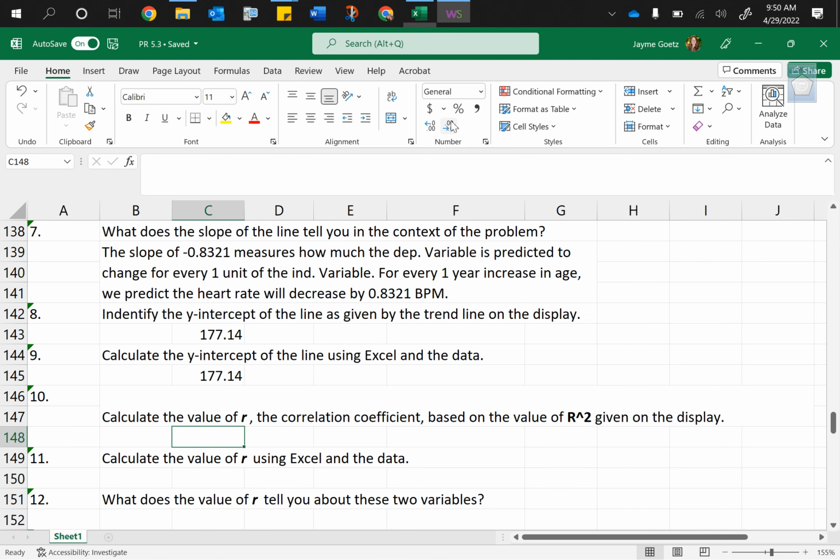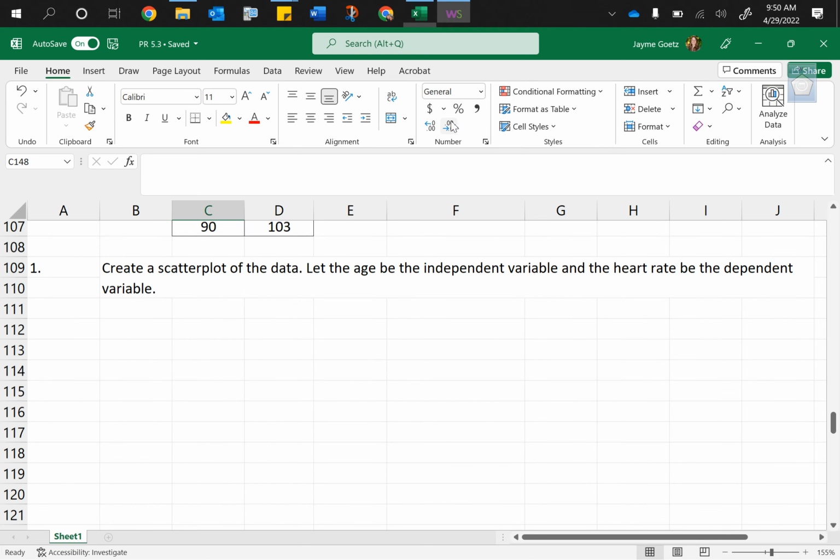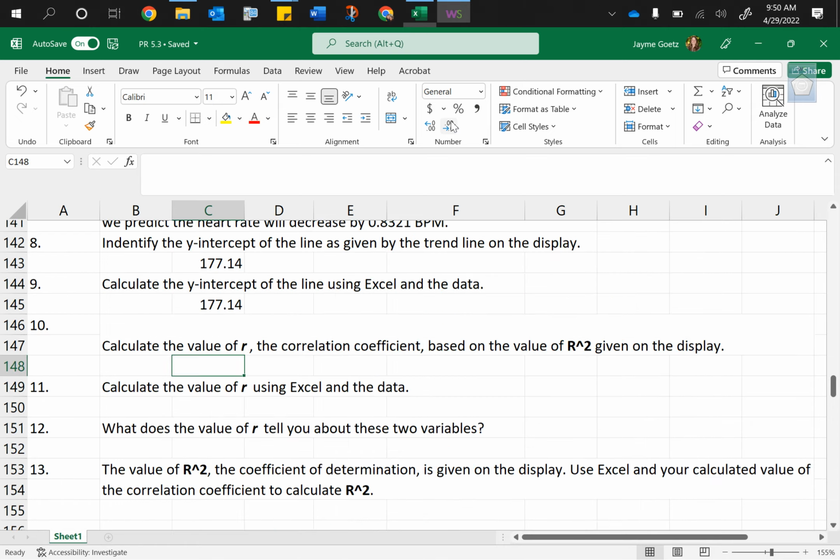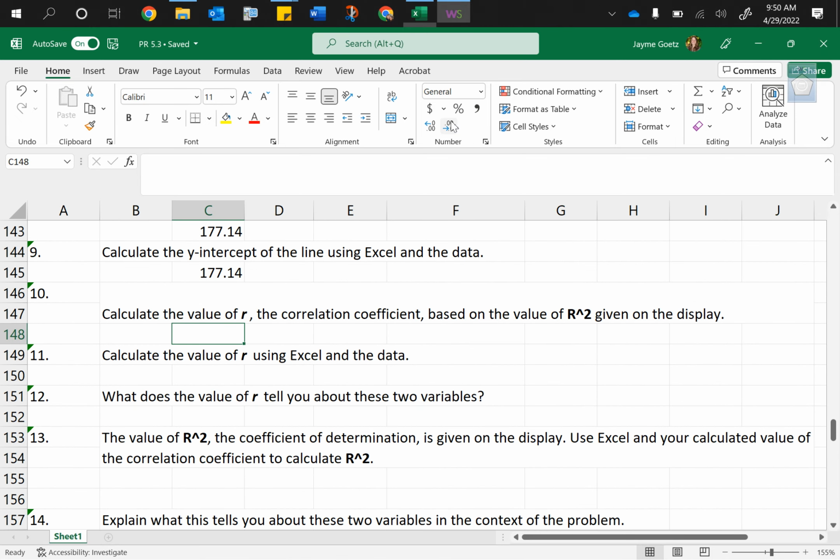Now they want me to calculate the value of r, the correlation coefficient, based on the value of r squared. So they're not saying, hey, type in equals CORREL. They're saying, what is the r squared value that our formula is giving us up on the table? So the value of r squared that they give us up here is 0.994, correct? They want the value of r to come from that. So I'm going to type in equals square root of 0.994. That's all that it is. That's all that they want you to do. And we get 0.996995.